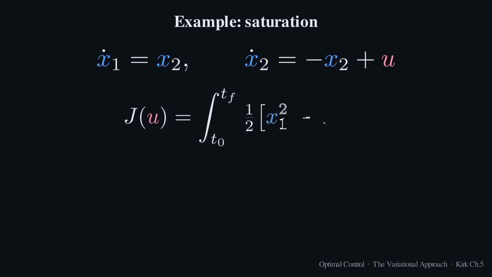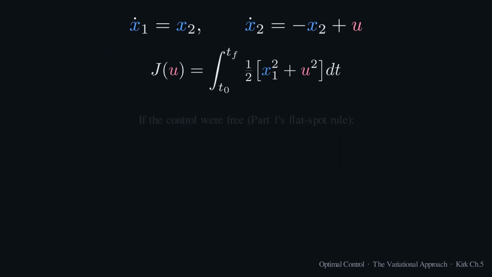Let's watch it bite on a concrete problem. A little second order system: x1 dot equals x2 and x2 dot equals minus x2 plus the control u. The cost is 1/2 the integral of x1 squared plus u squared. Keep the state near 0 while spending little control.